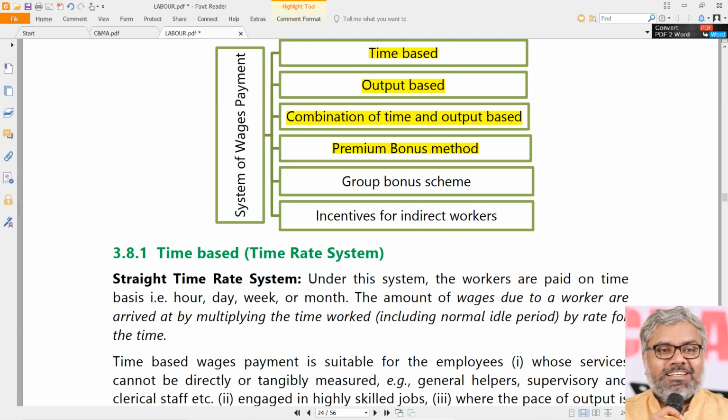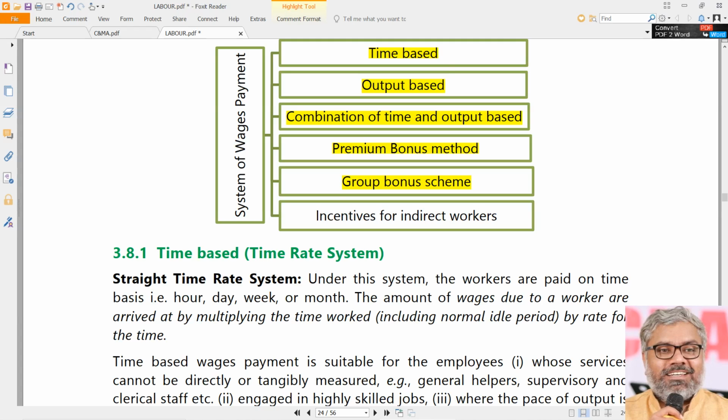If it is given individually, it is the premium bonus method. If it is given to a group, that can be called a group bonus scheme. Group bonus means the workers will be working in teams, and if the team performance is good, everybody will get a share of the group bonus. The bonus is not given individually, it is given to the group as a whole.